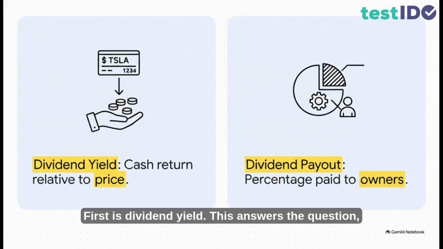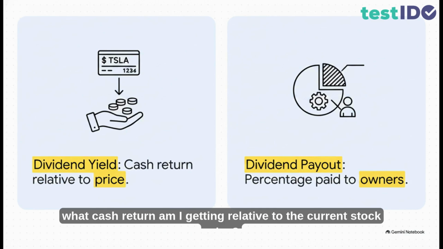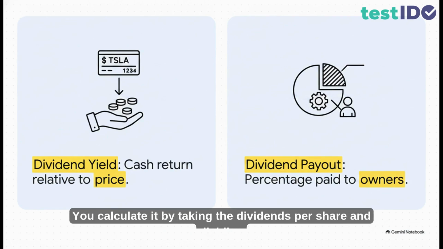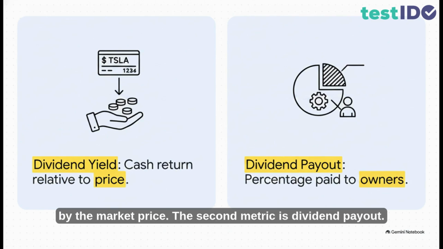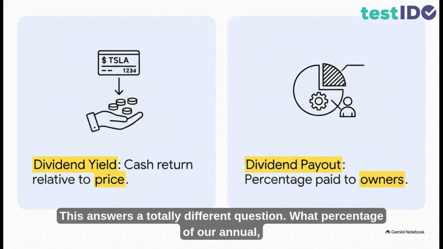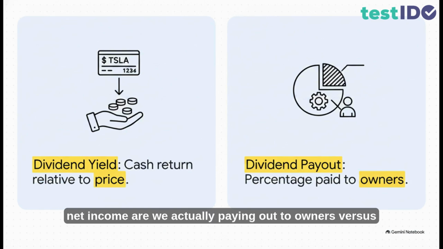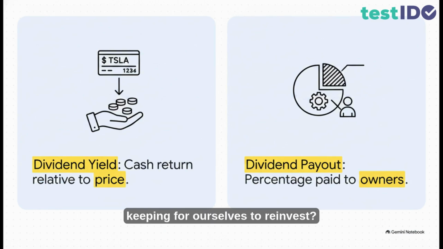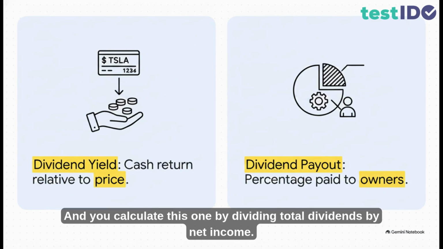First is dividend yield. This answers the question, what cash return am I getting relative to the current stock price? You calculate it by taking the dividends per share and dividing by the market price. The second metric is dividend payout. This answers a totally different question. What percentage of our annual net income are we actually paying out to owners versus keeping for ourselves to reinvest? And you calculate this one by dividing total dividends by net income.